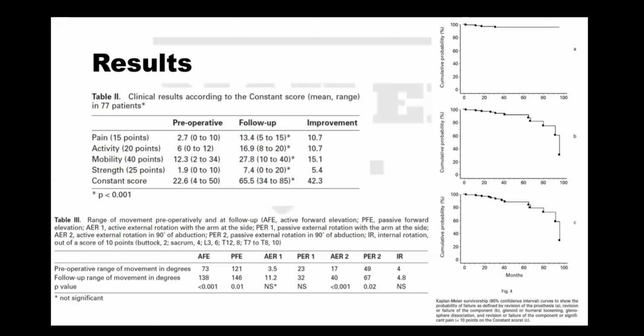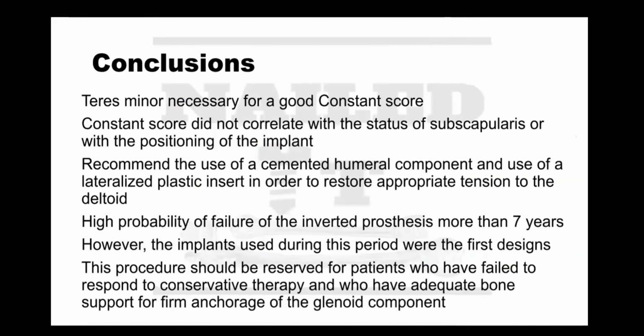So overall, these have very good patient-reported outcome measure scores, and relatively good scores early on, but once it gets a little bit farther out, these tend to start loosening and having some issues. The conclusions that they drew from this paper were that the teres minor is necessary for a good Constant score for their patients. And it actually didn't correlate with whether the subscap was repaired or not, or the actual positioning of the implant.